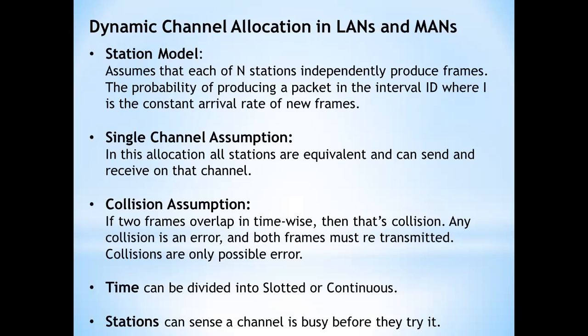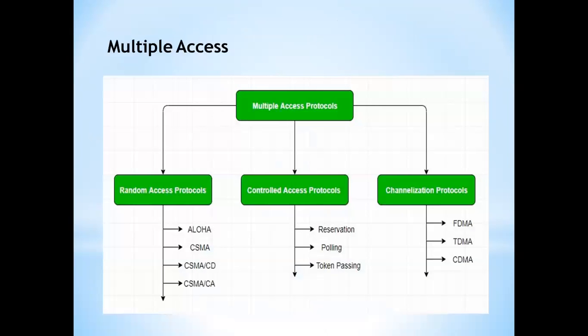With no carrier sense, stations transmit directly without sensing the channel. With carrier sense, the station can sense whether the channel is busy before they try to send data over that channel.